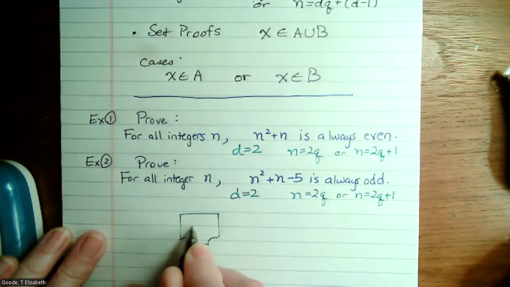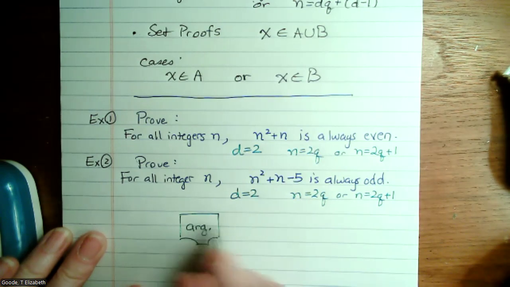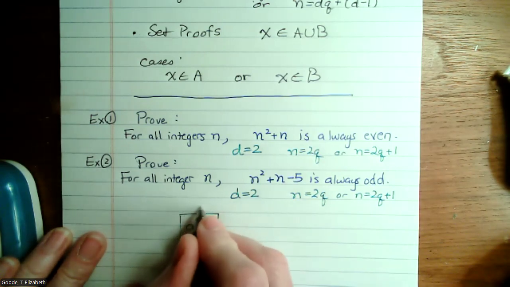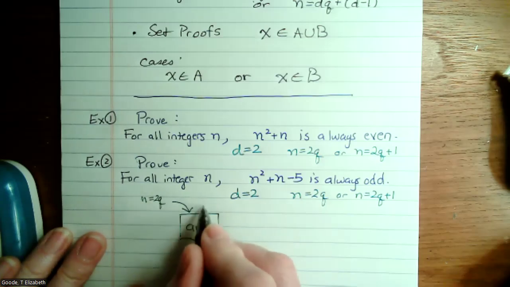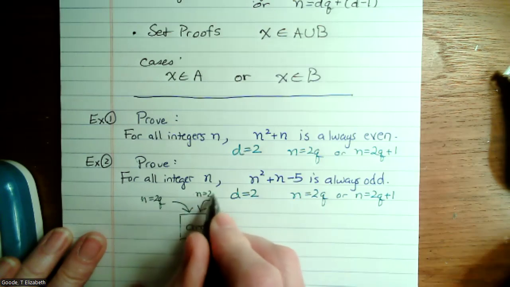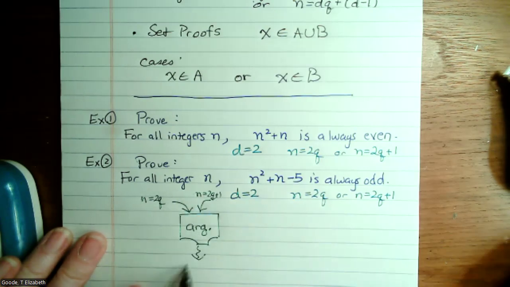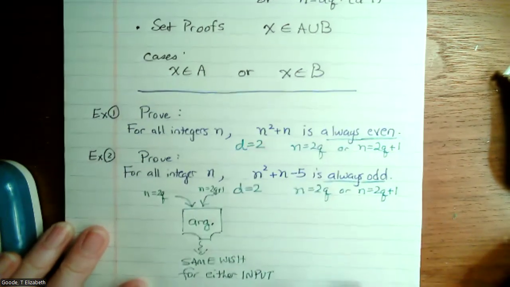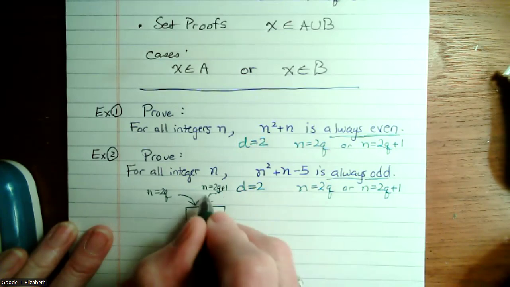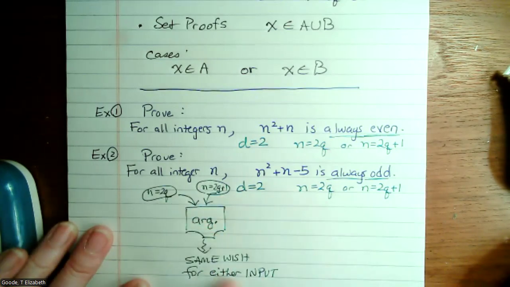If our argument is here, we're making some kind of argument. We drop in n, n could be even that we're dropping in, or n could be odd, but the output is going to be the same wish for either input, whatever that wish is, whether it's to show that something is even or something is odd. Whichever one you're dropping in, you're going to want the same wish to happen as your output. Okay.